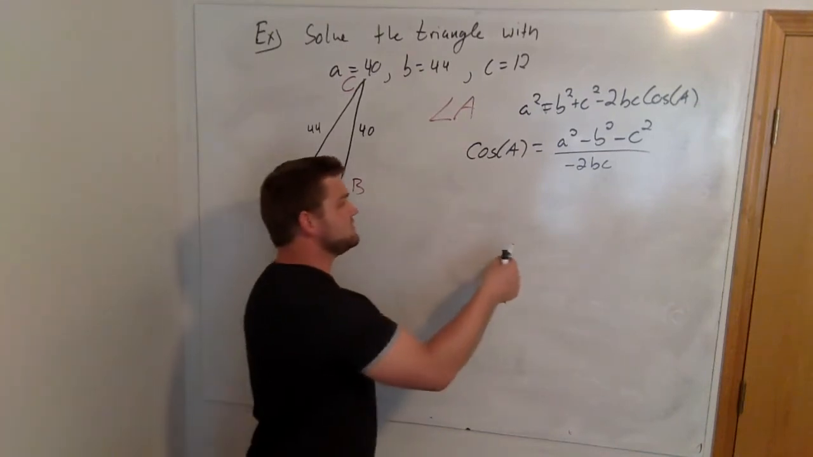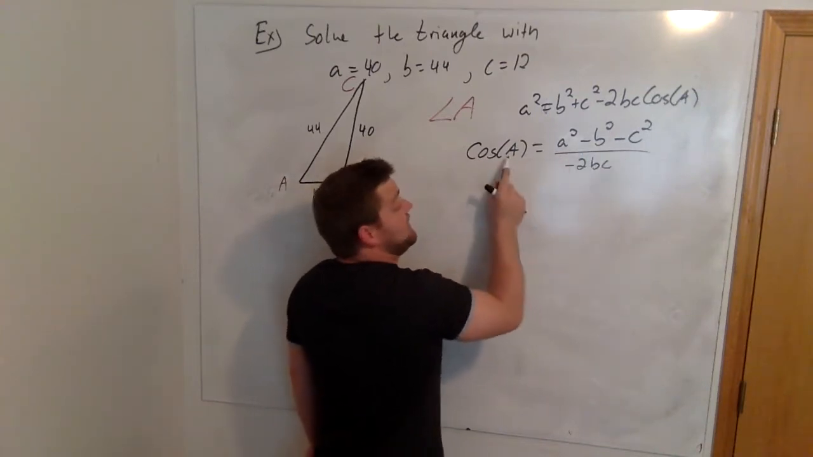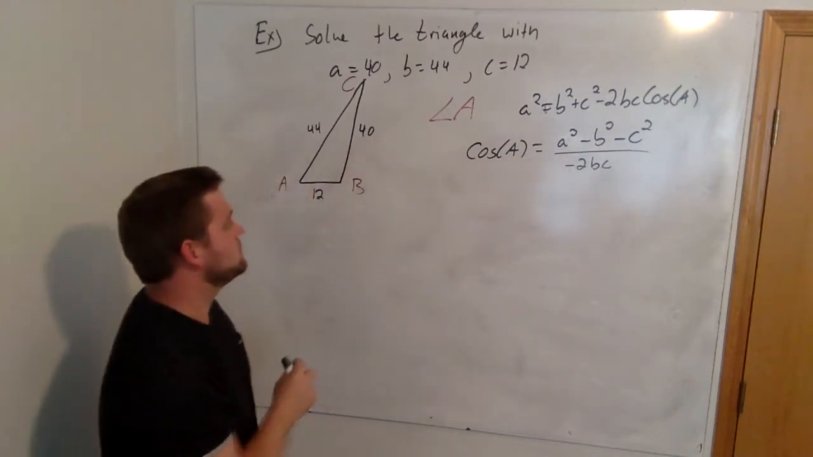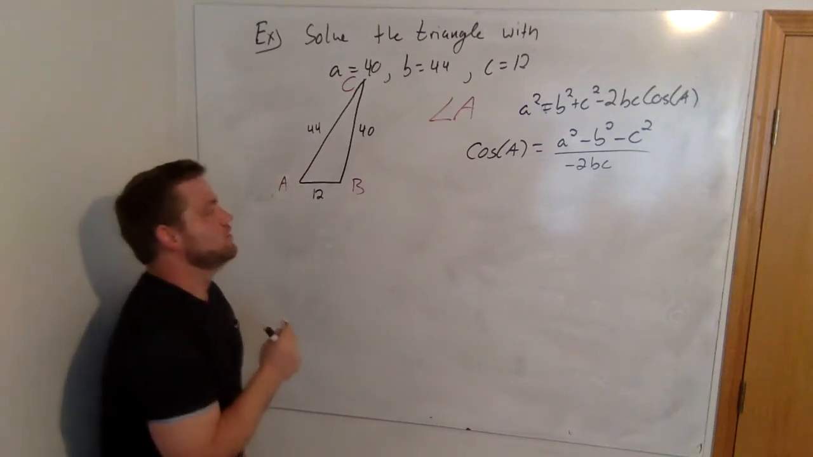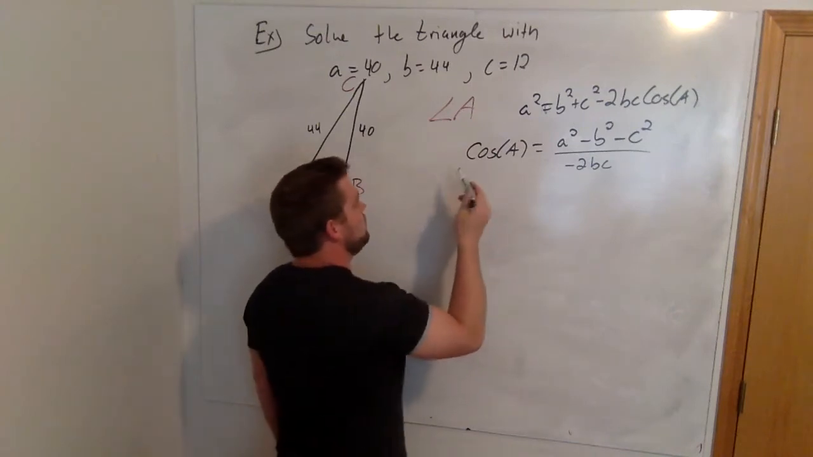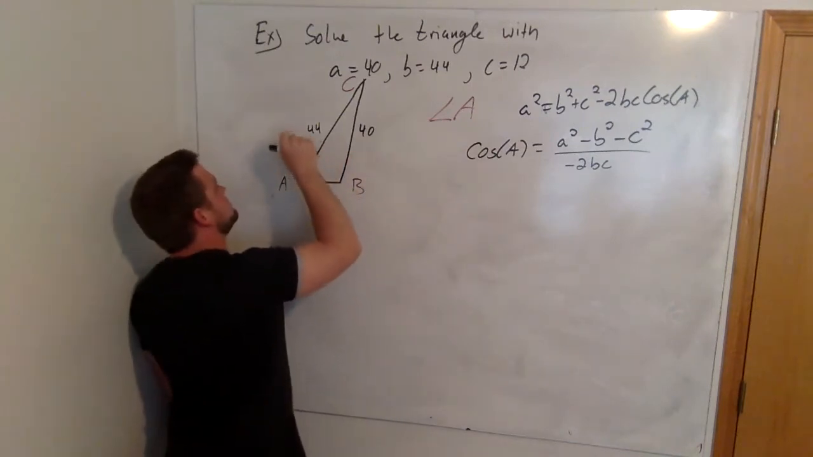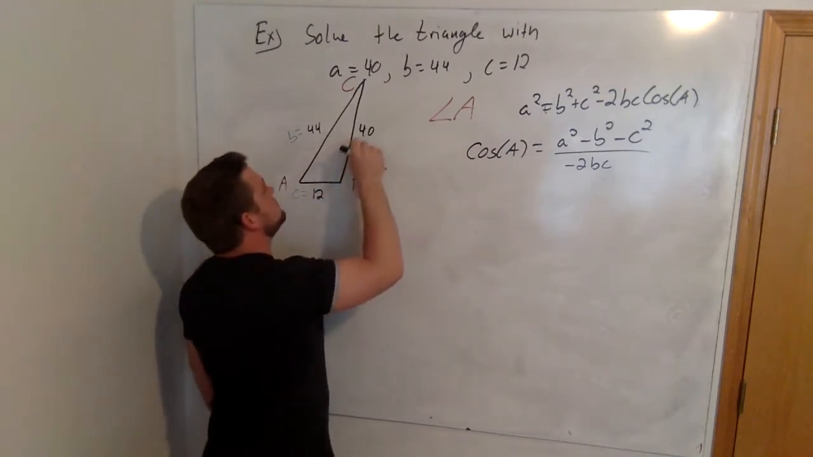Notice here that this is basically saying that if I know the three sides of the triangle, then I'm able to find an angle. So that's why we need the law of cosines here for an SSS triangle. Given three sides, we're able to find an angle. So this is side length b, this is side length c, and this is side length a.